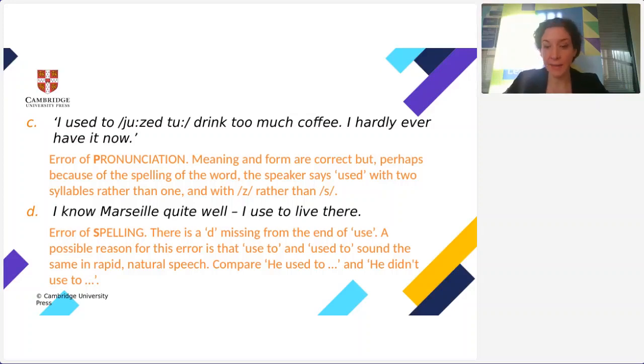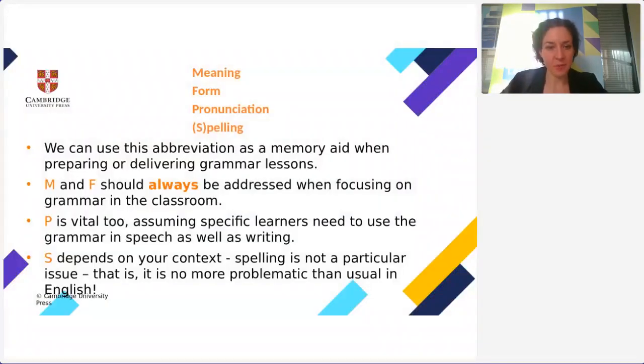And error of spelling. There is a D missing from the end of use. It might be a typo, but we count it as a grammar mistake, a spelling grammar mistake, because it might sound like used to go. It might sound like there is no d at the end, but it should be written properly. So these are two things that depend on the communication, right? On the type of the communication, whether it's written communication or speaking, oral communication.